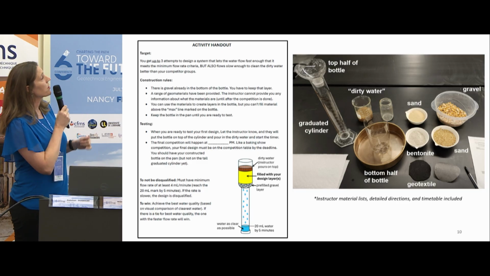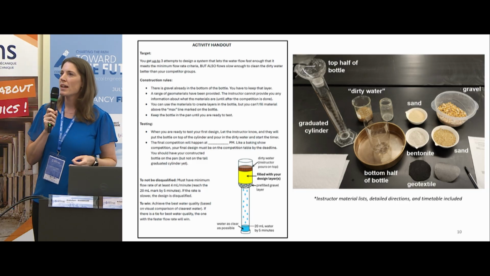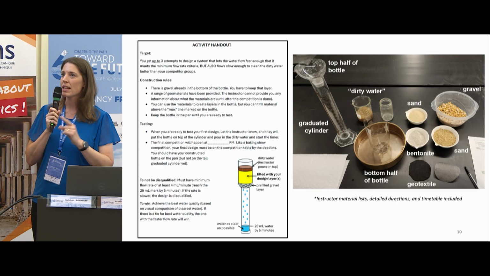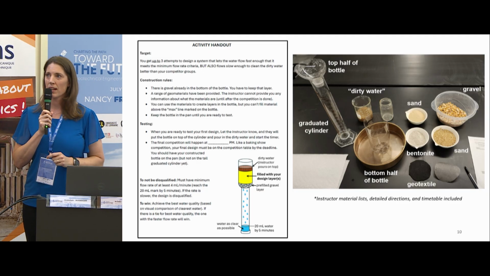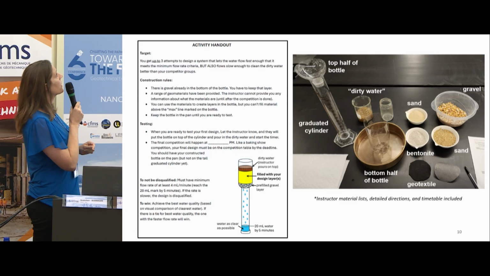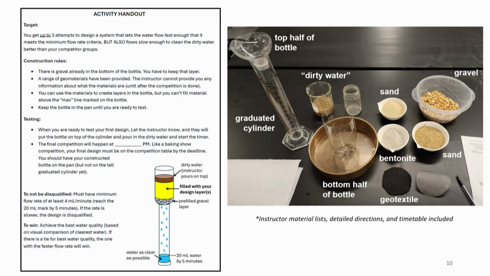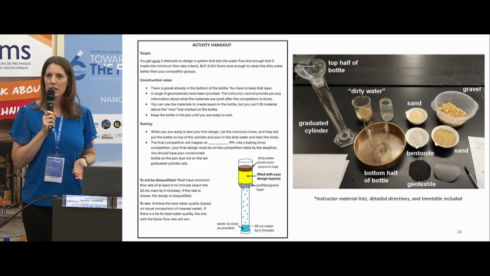From the handout, they're given these goals. This is a competitive activity. They're competing against other groups, and by a certain time point, they have to submit their final design. Their goal is that they will get a few attempts to design a system that lets water flow fast enough through their layered system to reach a minimum flow rate, which I'll describe in a minute, but also slow enough that it filters the dirty water you're pouring in and cleans it. So somewhat of a competition in goals.